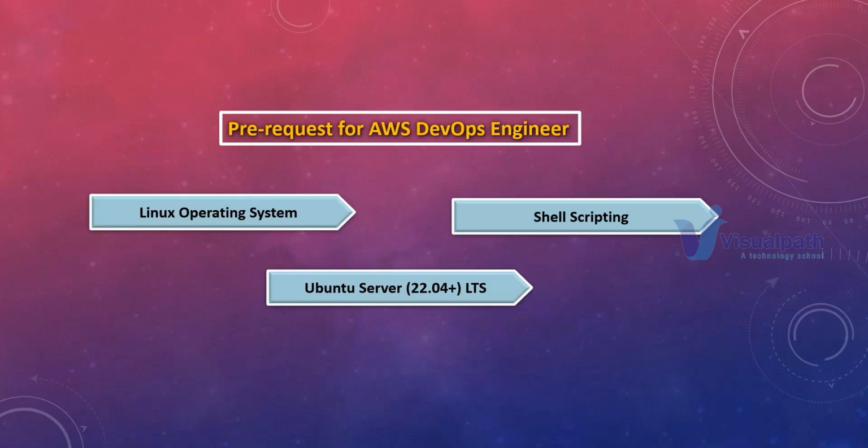After learning the Linux operating system, which will take almost 10 to 15 days to complete, we need to learn shell scripting. Does anyone know the difference between programming and scripting? Programming is different and scripting is different.